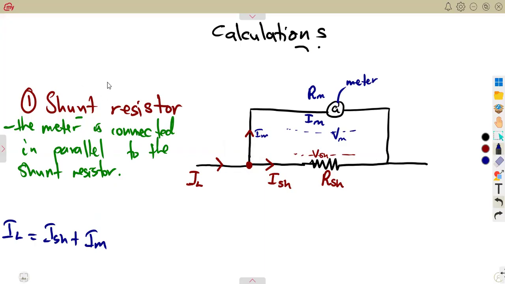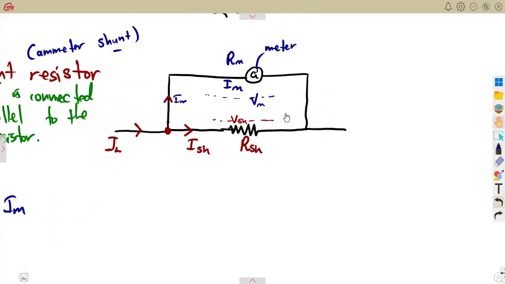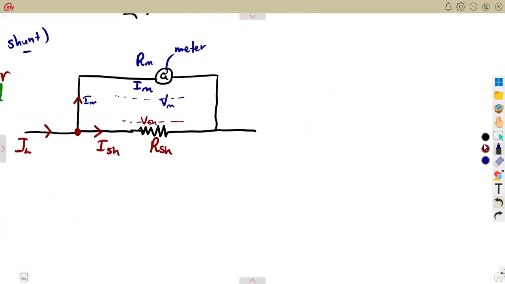When they give you this as an ammeter shunt, you think of a shunt resistor connected, like what I was referring to before. Let's take a closer look into the calculations that can be made. Like I said, we need to calculate the value of this shunt resistance, and in parallel the two voltages will be equal. Remember, in parallel, the voltage is the same.